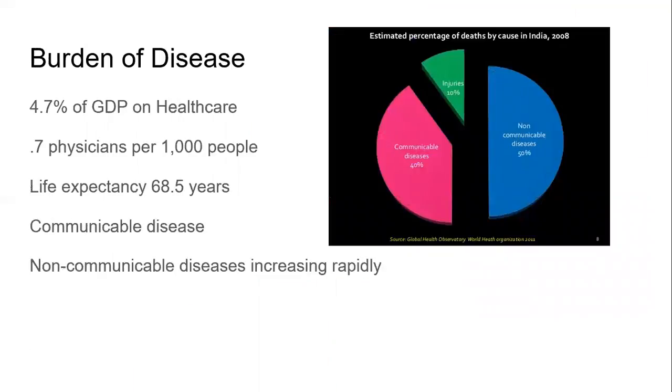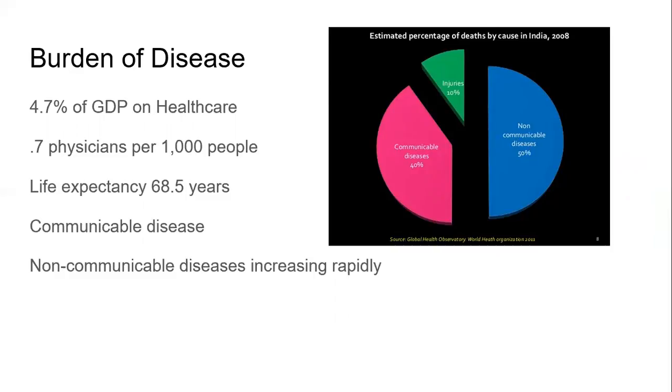The burden of disease in India is about half non-communicable diseases, and with those non-communicable diseases, diabetes is one of the most prevalent ones. India is actually named the diabetes capital of the world. And then only 4.7% of their GDP is spent on healthcare, and so there's room for improvement there, as well as in the number of physicians they have.